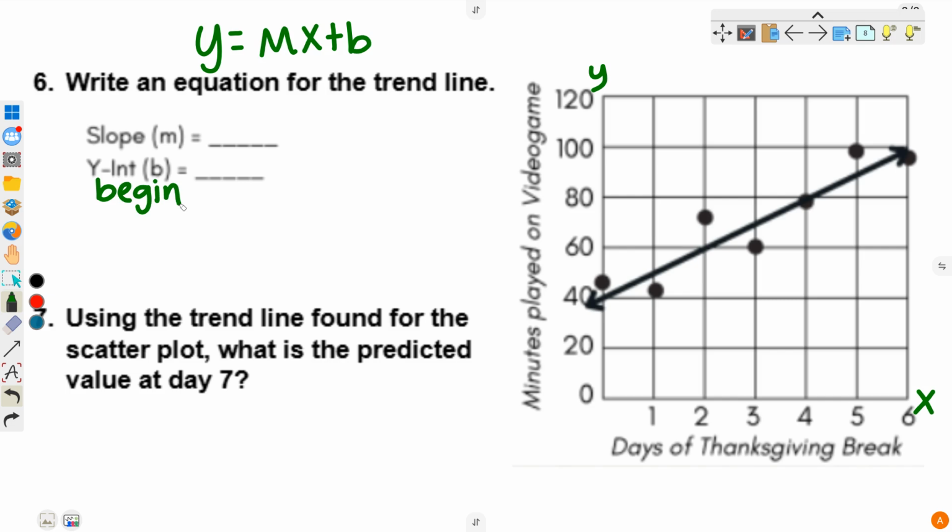Where does it cross that y-axis? You see it here, right? Right here at 40. Easy peasy, I'm done with that one. Now we've got to do our m. Remember, to find your m, we draw our triangle. To draw our triangle, we want 2 good points.